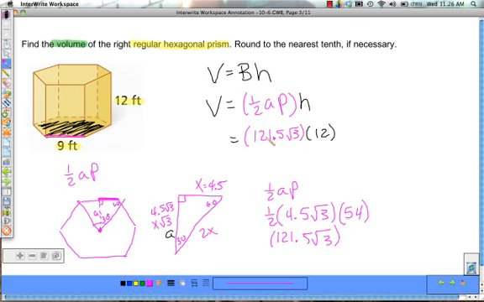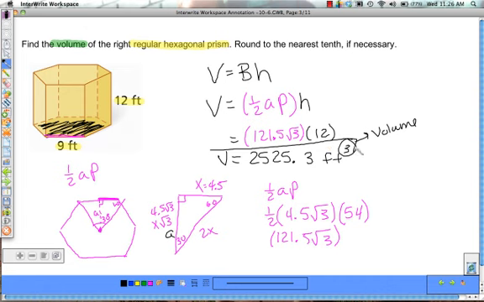We can multiply the 121.5 times 12, or type it all in the calculator, and we get approximately 2,525.3 cubic feet. Since we are finding volume, we have 3 dimensions, so we have to make sure that our units are cubed. So the volume of this hexagonal prism is this right here. Remember to highlight what you're given and what you're trying to find, use that second color to substitute in the formula, and if you use the second color, you need to do your side work.